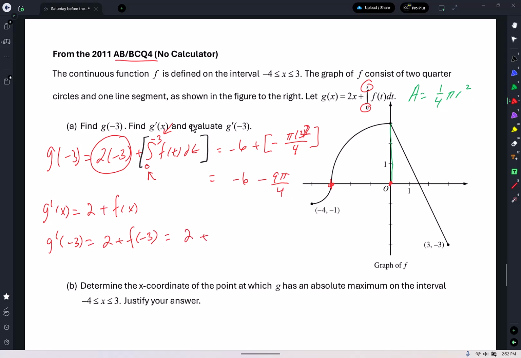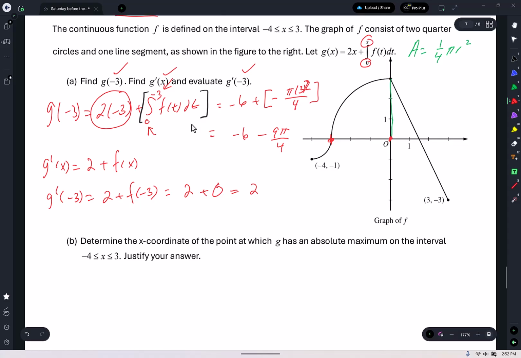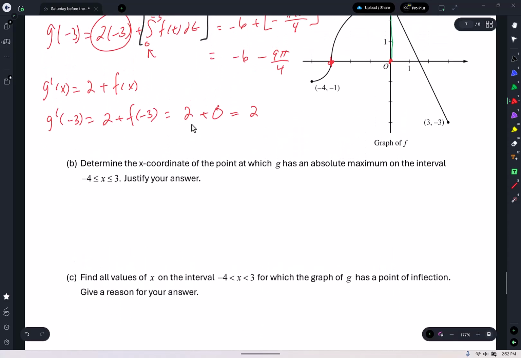2 plus f of -3, that's a 0. So 2 plus 0, so just 2. And I think we got everything. Let's see. Boom, boom, and boom. 3 booms. Yeah! Sorry, I hope I didn't bust your eardrum there.